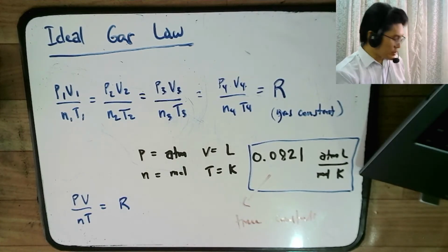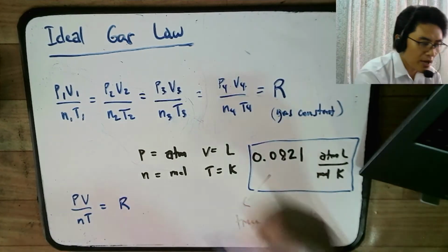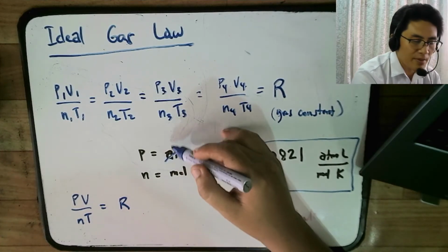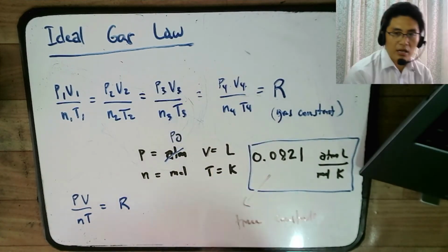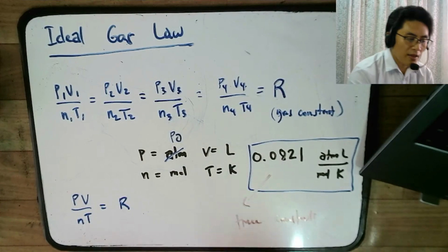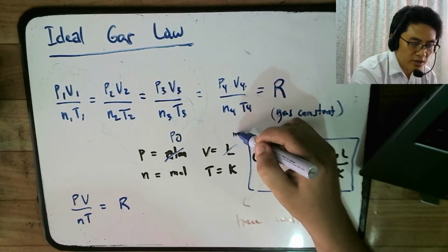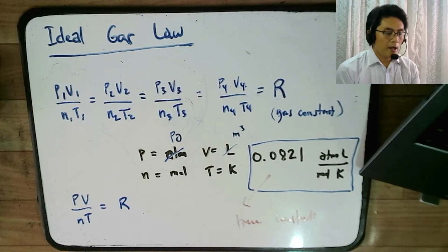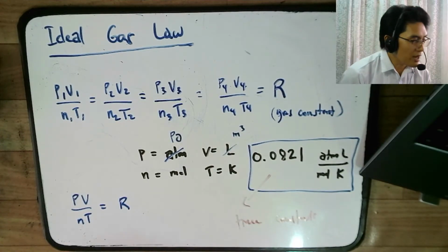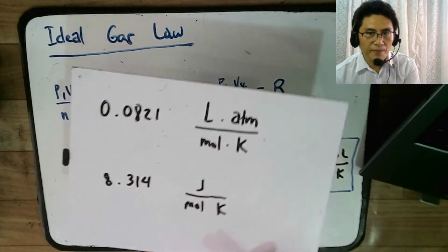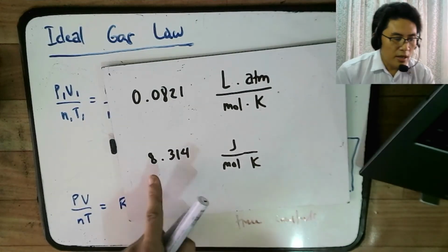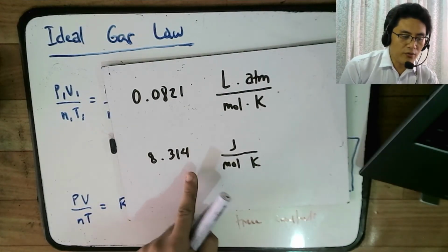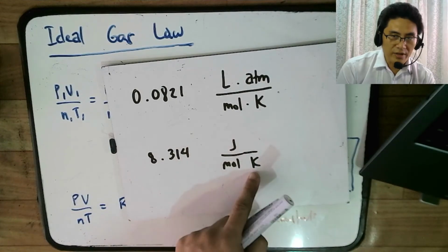Now, obviously, I could also use, instead of atm, pascals, which is the kind of preferred unit. And then for liters, I could also use meter cube. In that case, you will end up with another value of R, which is this one. That would be 8.314 joules per mole Kelvin.